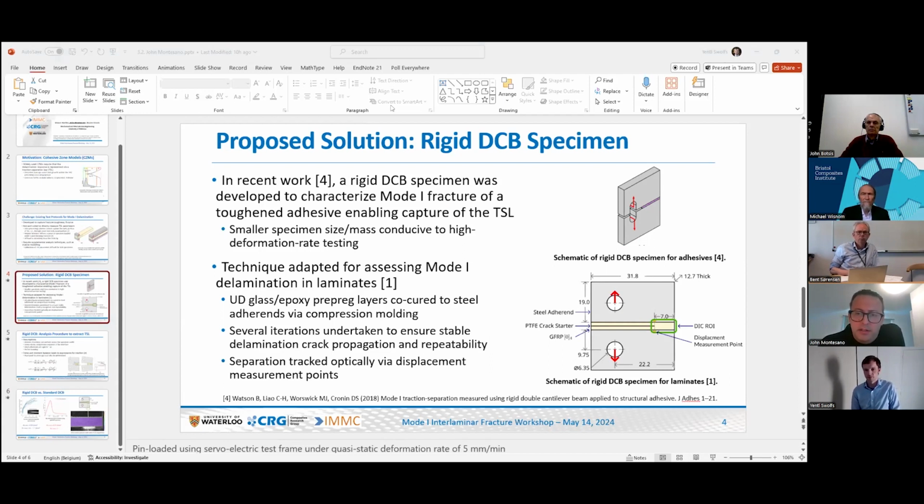And in terms of onset, we didn't really see any effects. But of course, we didn't try 16 plies, for example. If we go very thick, presumably because we do have these, what we assume to be rigid, steel adherends that are constraining the laminate, there could be some effects as you go quite thick. But up until 8 plies, we did not see a significant change in the G and the onset of G1C. Okay, thanks. Thank you.